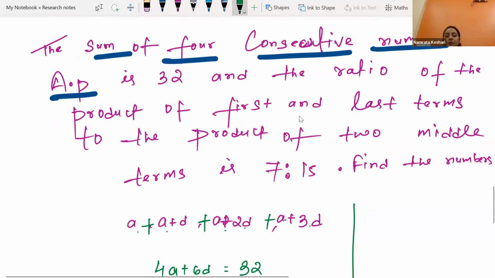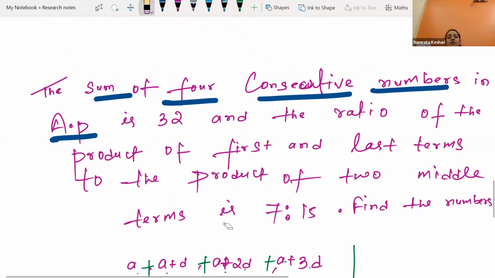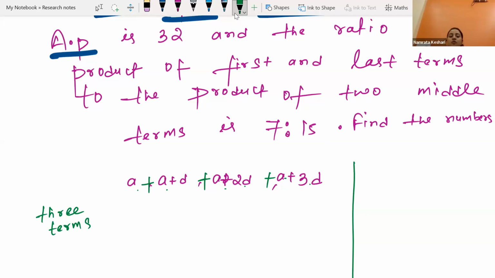Now the next condition says the product of this and that. Maybe you will be able to solve from there by taking two equations and doing so much simplification, which will be very lengthy. There is a way which will help us minimize all the effort. Whenever this type of condition is given, that the sum of four consecutive terms, or three consecutive terms in an AP, then we will not take the first term as a, the next term as a plus d, the next as a plus 2d. We will not take the assumption of AP like this. If we have to take three consecutive terms of AP, and the sum of three terms is given in the question, then we will take the three terms like this.